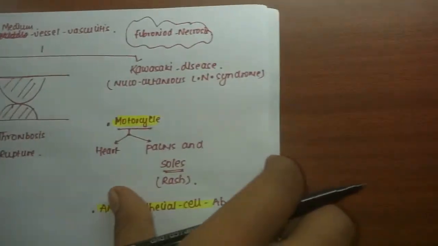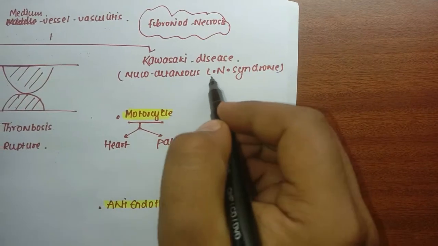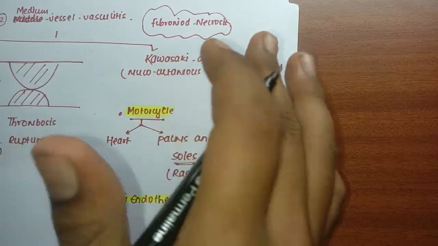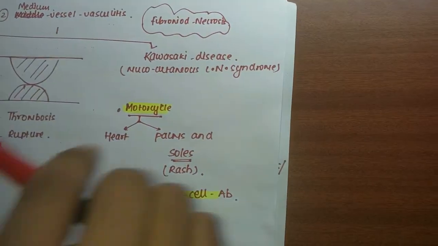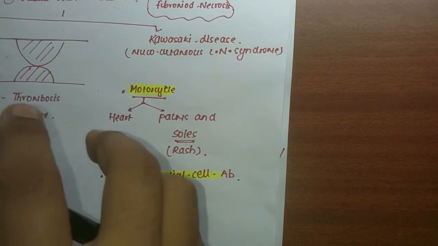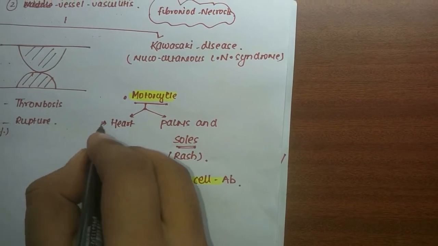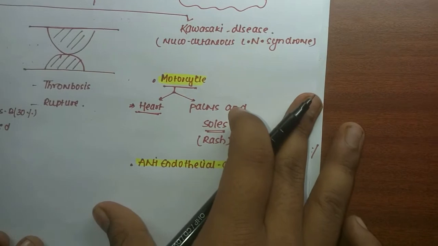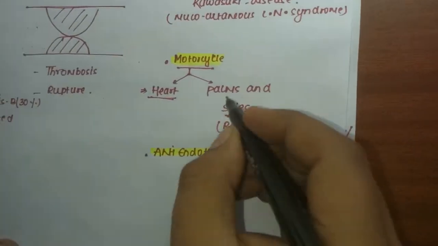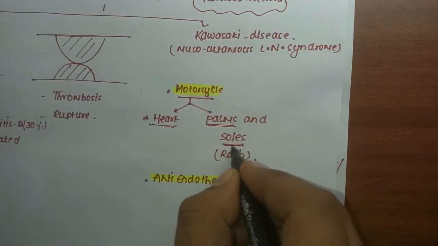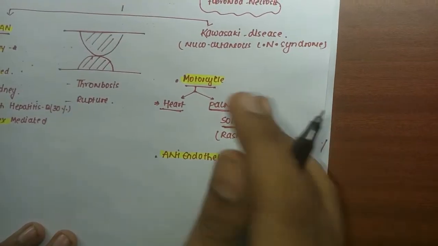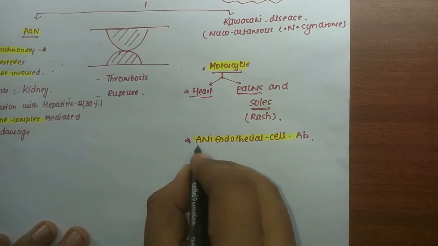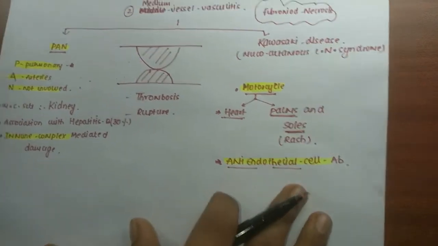The other form, Kawasaki disease, is also known as mucocutaneous lymph node syndrome. I remember this by imagining a motorcycle: whenever you ride a motorcycle, your heart rate starts increasing. So the most common site of involvement in Kawasaki disease is your heart. Secondly, whenever you drive a motorcycle, you use your palms and soles, so the characteristic rashes are seen mostly on the palms and soles. Elsewhere, your whole body can be involved. The characteristic antibodies seen here are anti-endothelial cell antibodies.